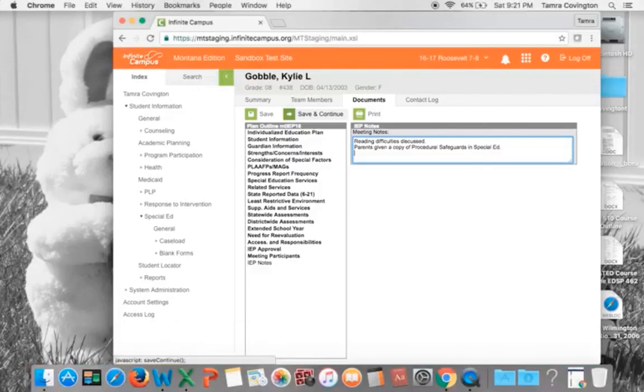And that basically concludes the IEP. And then you would go to print. And then you can download it as a PDF to turn it in, submit it in the Dropbox.